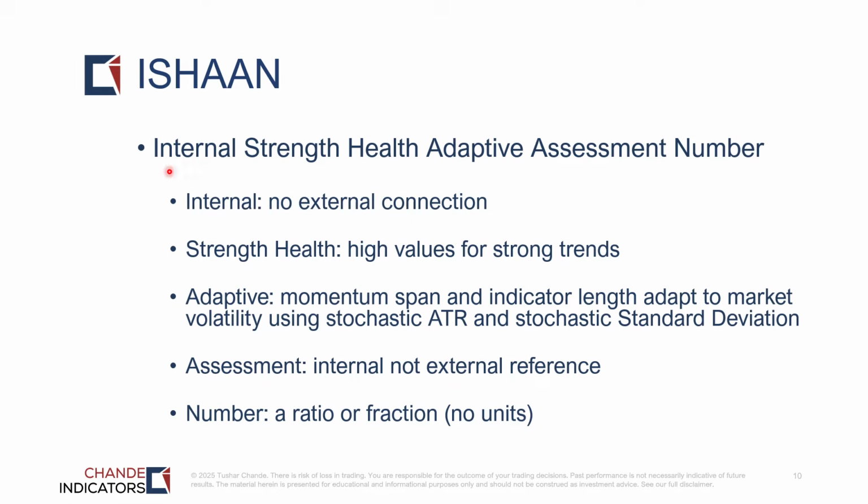So this is what Ishaan stands for. It's internal strength health adaptive assessment number. So the internal means there's no external connection. Strength health implies that we want high values for strong trends. Adaptive implies that the momentum span and indicator length adapt to market volatility, and in this case we're using both stochastic average true range and stochastic standard deviation. And the assessment means that it's an internal reference, not an external reference. And the number just means it's a ratio or a fraction. So just in terms of the nomenclature, it's more accurate than the RSI.